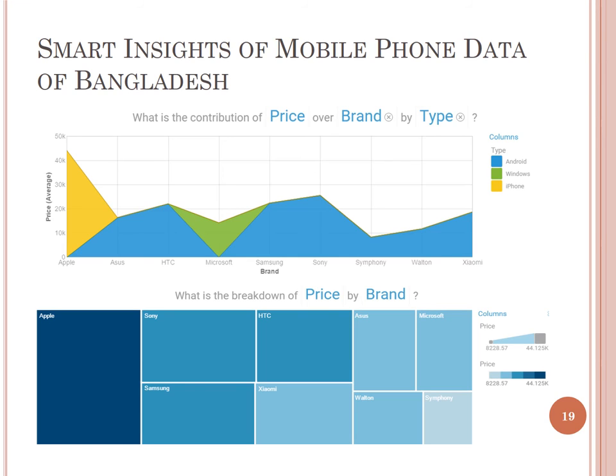The majority in the market are Android based phones. Among Androids, Sony has highest price. Then there is Samsung. At the lowest, we can see Symphony and Walton. On average, we have Asus, Walton, Xiaomi, and Microsoft. These are less popular products.